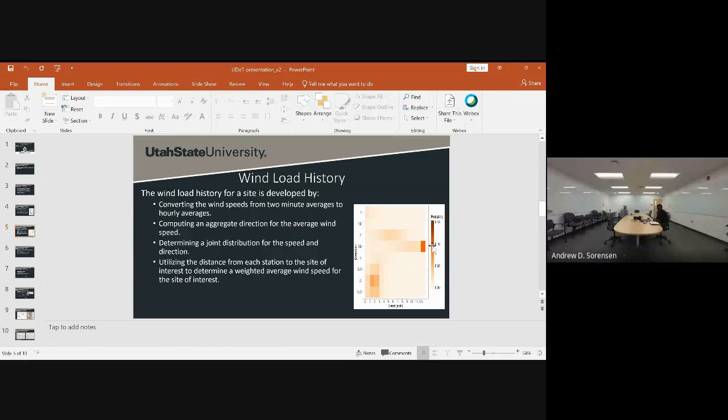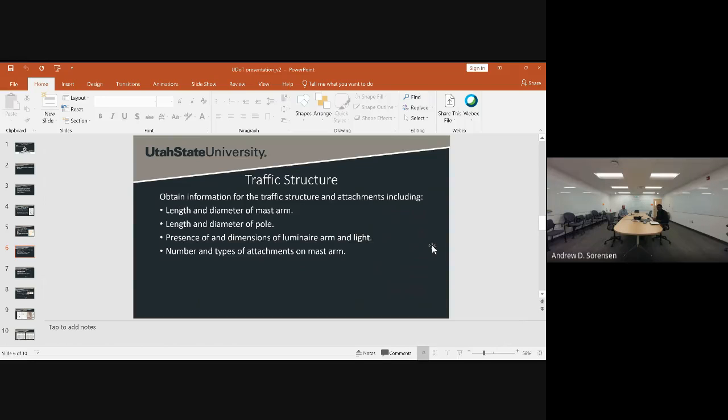Okay, thank you, Dr. Bean. After developing what we could call a historical yearly wind speed history for the location, the wind speeds are then converted to wind pressures and beyond that to wind forces. Essential to that is a knowledge of some geometric information of the traffic structure, including, of course, the length and diameter of the mast arm as well as the pole. Also, knowledge of the presence and dimensions of a luminaire arm and light, as well as number and types of attachments on the mast arm.